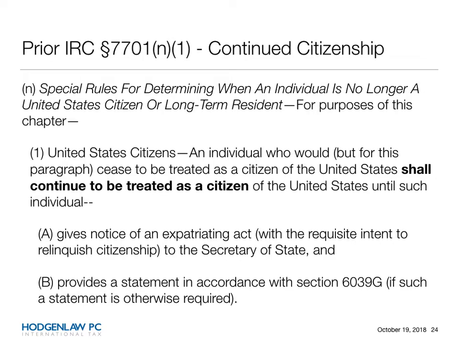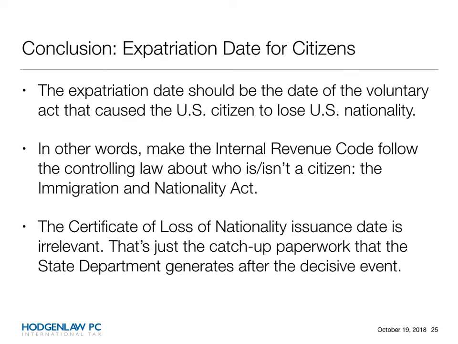Here for your reading pleasure on slide 24 is the old language from 7701, and you notice that A and B say you have to give notice of the expatriating act to the Secretary of State, that's DS-4079, and provide a statement to the IRS, which is Form 8854. And the old rules said, no, we're going to keep taxing you as a citizen until you do both of these things. And that's gone now. So my conclusion here is that the expatriation date should be the date of the voluntary act that caused the U.S. citizen to lose nationality. That's what goes on line 5.